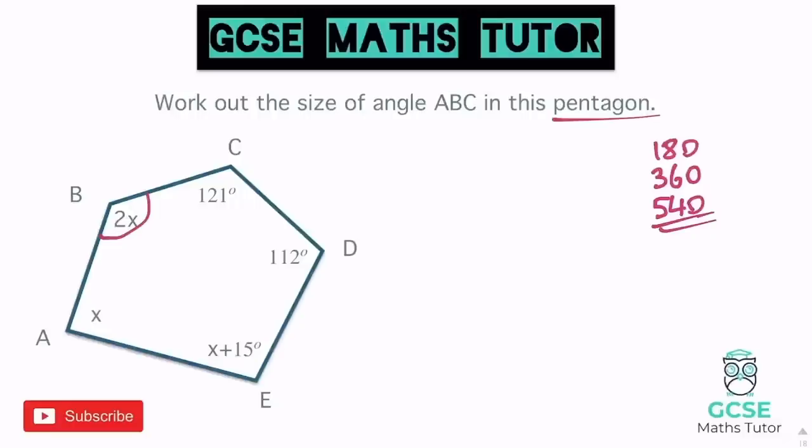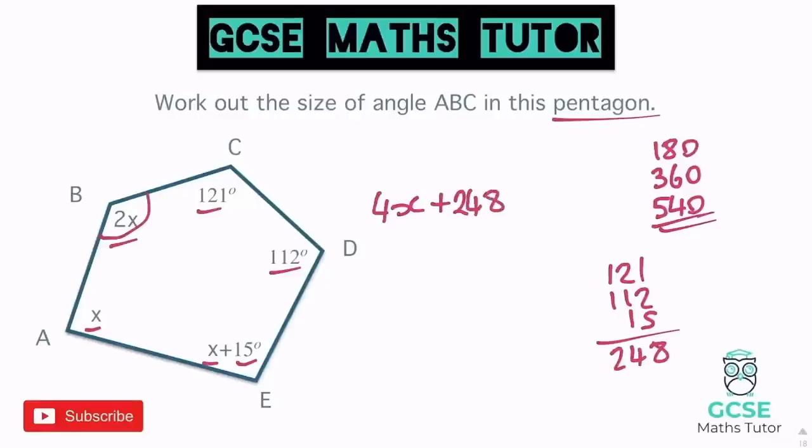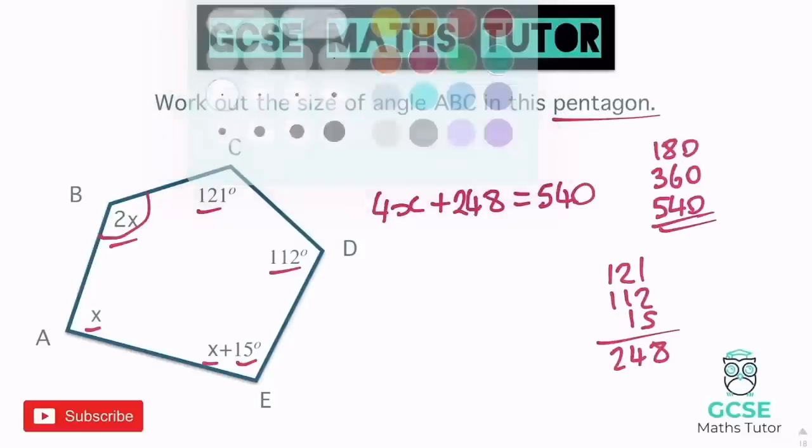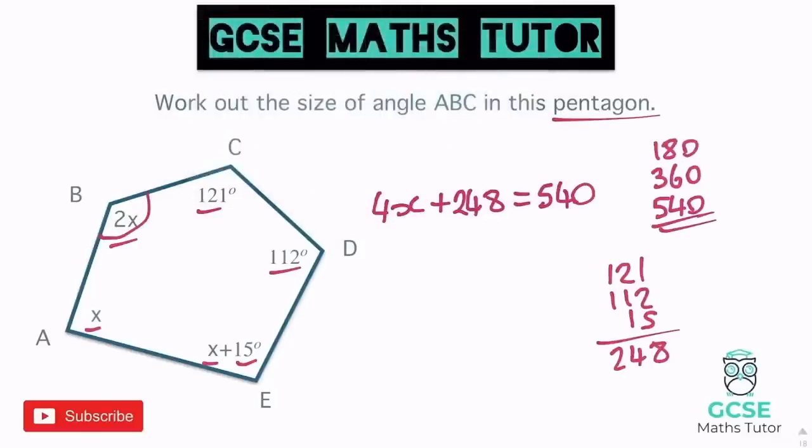Now if we add them all up, again, like we did before, we've got 2x, plus another one is 3x, plus another one is 4x. So we have 4x's, plus all these numbers. So we have 121, 112, and 15. And if we add those all up, 121, 112, and 15, we get 248. So plus 248 has to equal 540 degrees this time. And there's our equation made, because we know all these angles have to add up to 540.